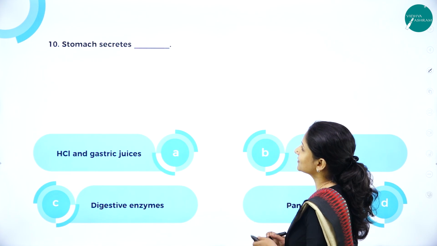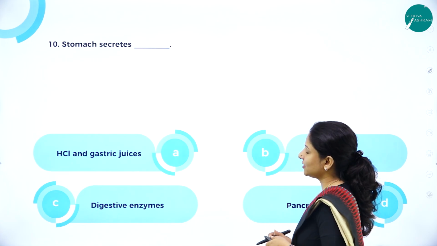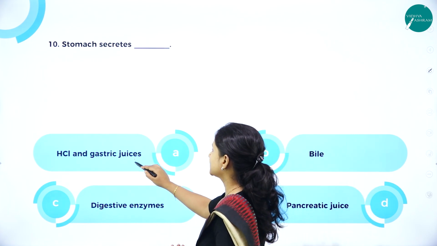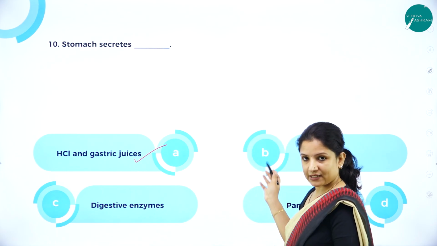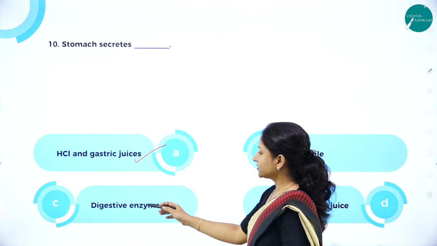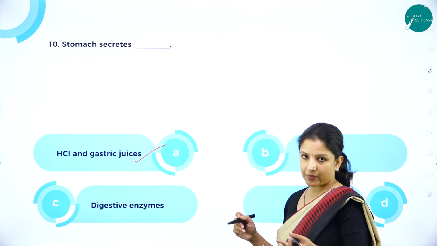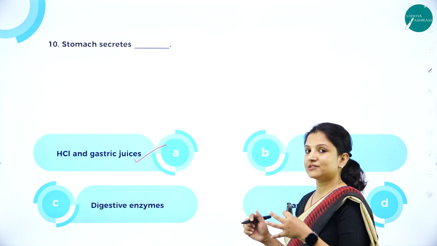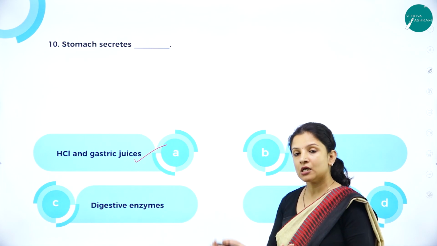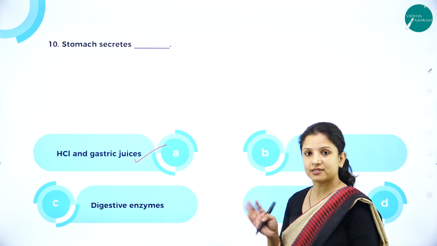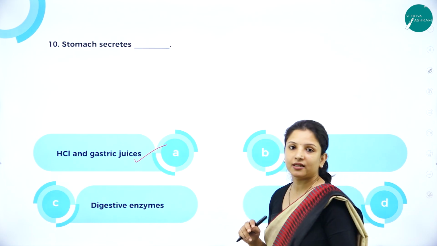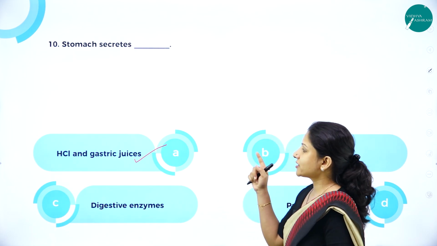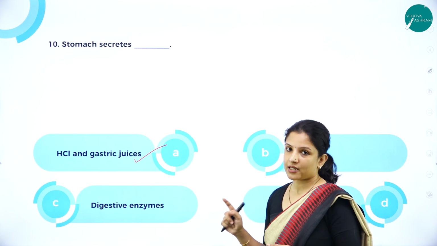Next question. Stomach secretes dash HCl and gastric juices. Stomach secretes HCl and gastric juices. The liver secretes bile, and the digestive enzyme is secreted by the pancreas. Actually, pancreas will secrete the pancreatic juices, which will contain a lot of digestive enzymes in it. So the right answer here is stomach secretes HCl and gastric juices, which actually helps in partial digestion of the food.